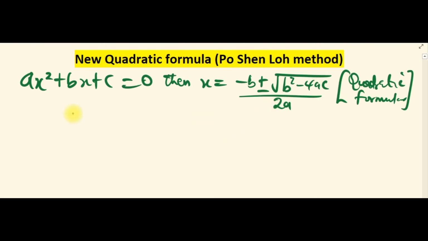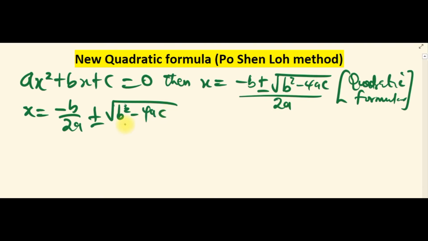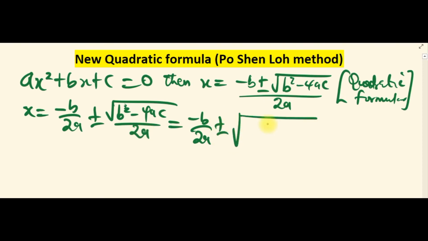So I'm saying that we can write it as minus b over 2a plus or minus square root of b squared minus 4ac over 2a, which is correct. Also, we can still write it as square root of b squared minus 4ac over 4a squared. Yes, because the square root of 4a squared is 2a.